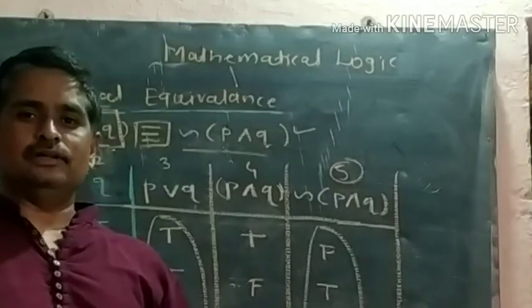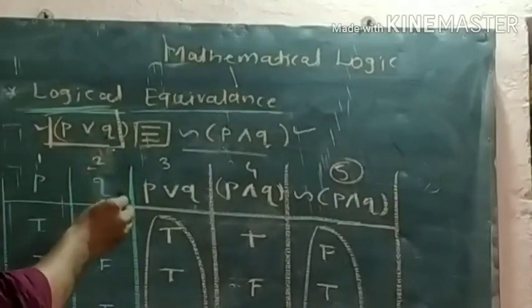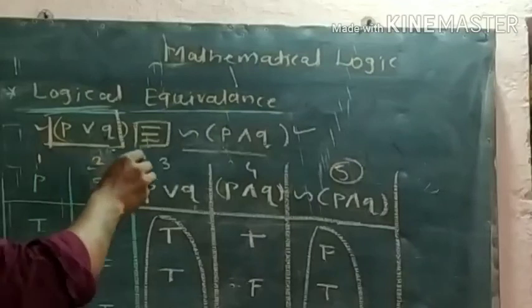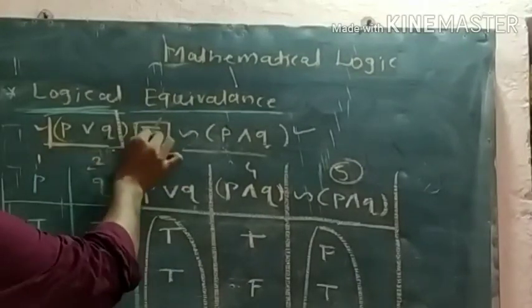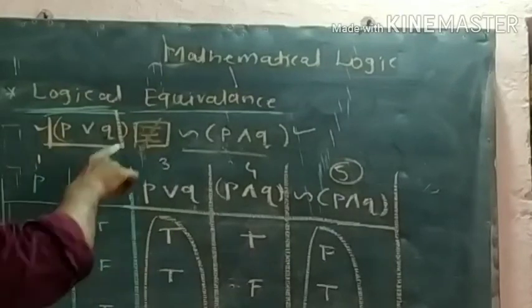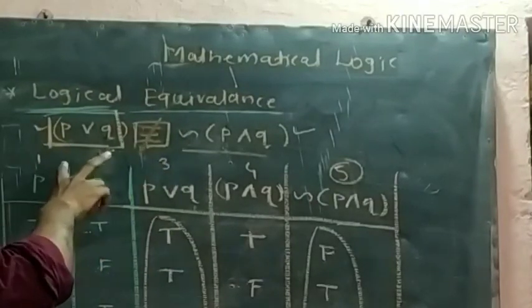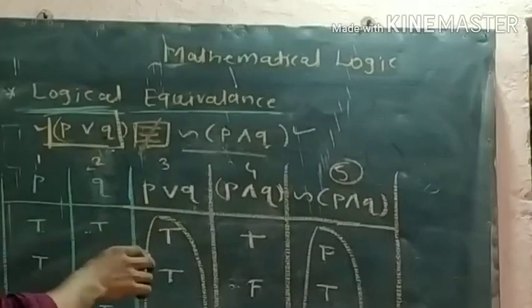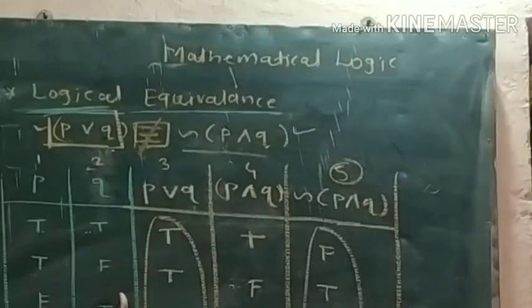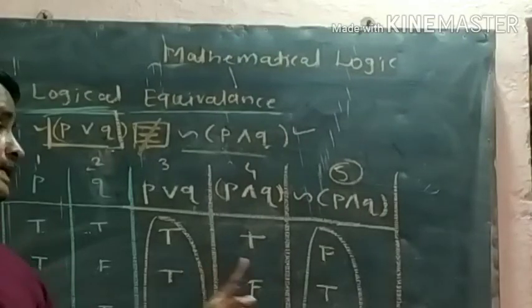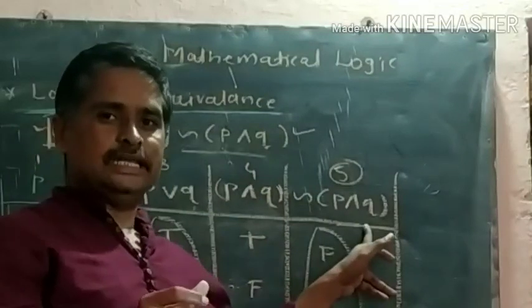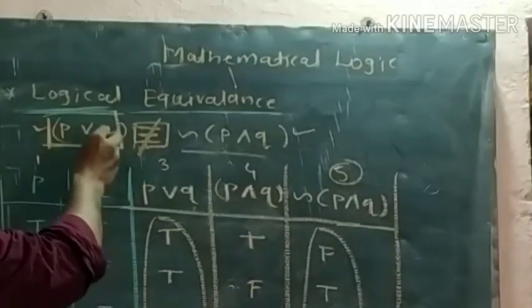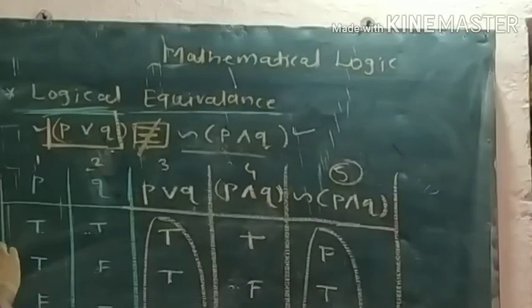So it is not equal. That means the given statements are not logically equivalent. If we have two statements and their truth values are not equal, as column number 3 and column number 5 are not equal, therefore we can write that it is not logically equivalent.